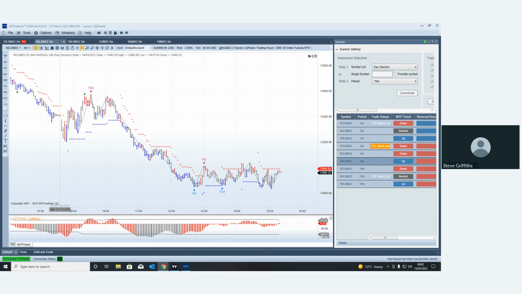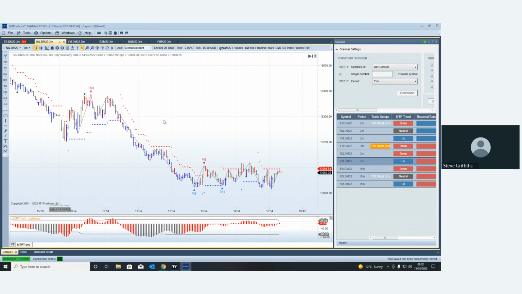If you're new to MT Predictor, I'll just remind you that we're not a black box system. We don't just blindly take our trade setups as if it's a mechanical system. We don't perhaps even take them in conjunction with our MTP trend color. The reason we don't do that is because markets are random half the time, and we'll come on to the importance of that a bit later as well.